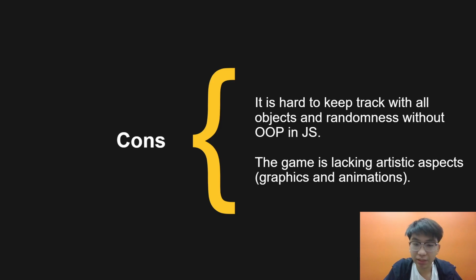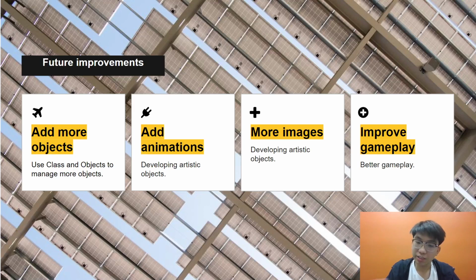Furthermore, the game is lacking a lot of aesthetic aspects, such as graphics and animation. We tried to insert a lot of images, but they would overlap each other, and it was really ugly to implement. These are further improvements that we got from our peer reviews. They had really good ideas, like adding more animation, adding more images, and improving gameplay. A lot of ideas on improving gameplay, by the way. And yeah, it's really a pleasure to hear all the feedback we got.